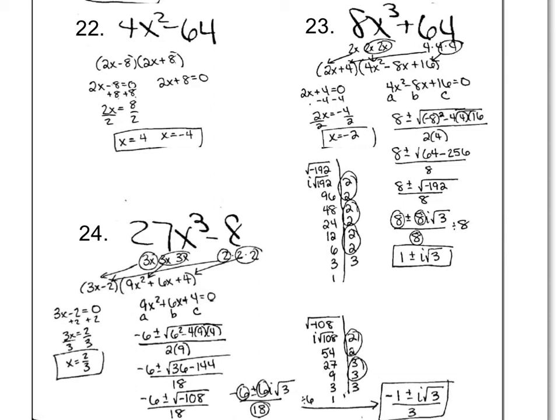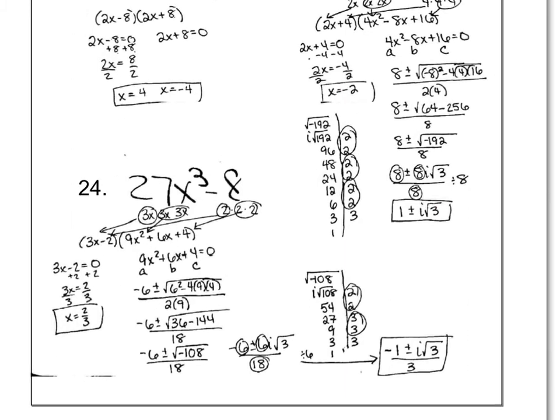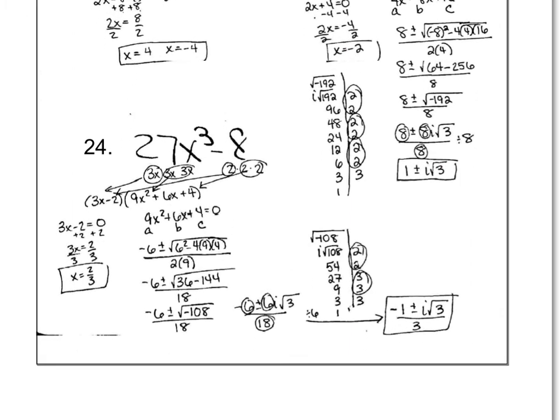Number 23, you've got negative 2, and then 1 plus or minus i square root of 3. 24, the first answer was 2/3, and then the final answer for the last one was negative 1 plus or minus i square root of 3 over 3. Pause as you need to look over the work.